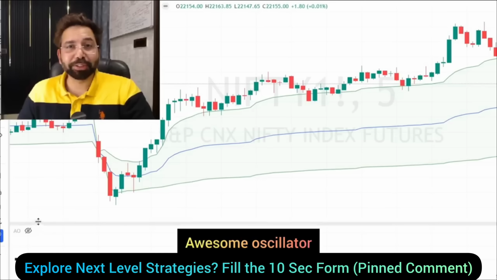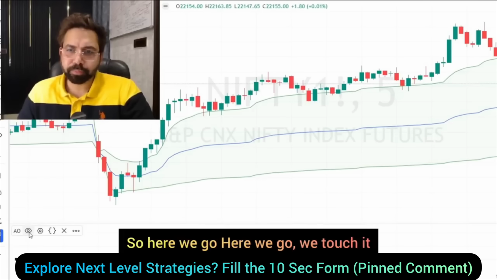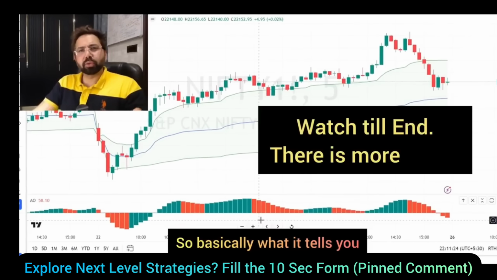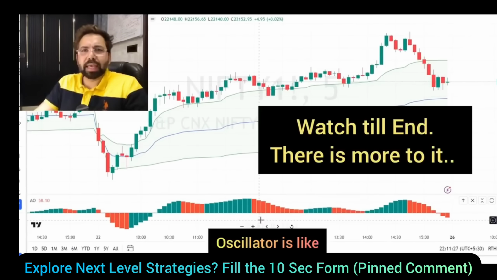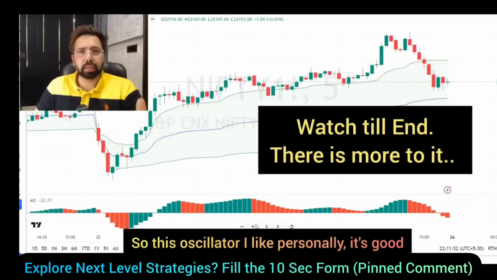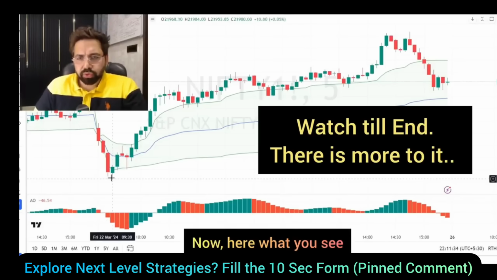The name is good, right? Awesome Oscillator. I like the name a lot. So here we go, we touch it. This is the Awesome Oscillator which you see. So basically, it's an oscillator. An oscillator is like MACD, that's also an oscillator. This oscillator I like personally. It's good. Now, here is what you see when you see a conjunction.